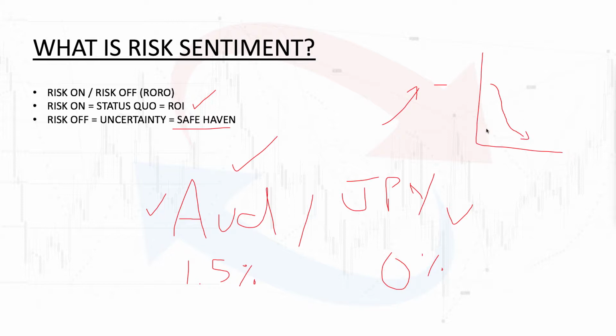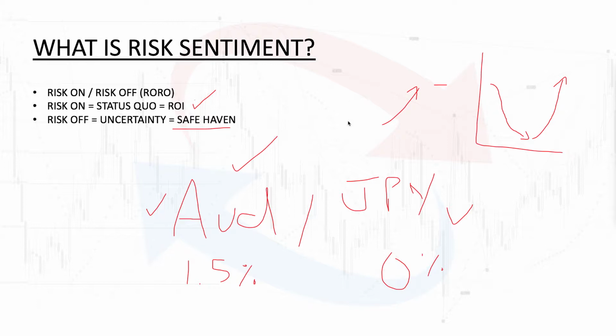But then if everything gets sorted, and investors start to say, oh, okay, it's risk on again, what do you think is going to happen? The Australian dollar is going to look very undervalued against the Japanese yen when risk on occurs, when it comes back into the market.